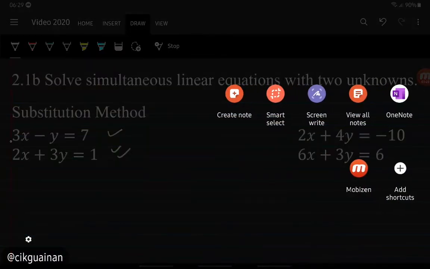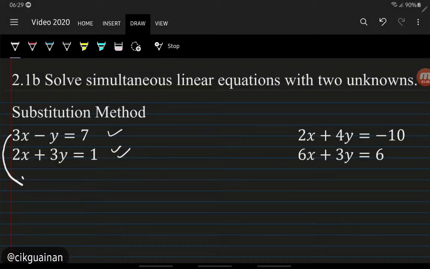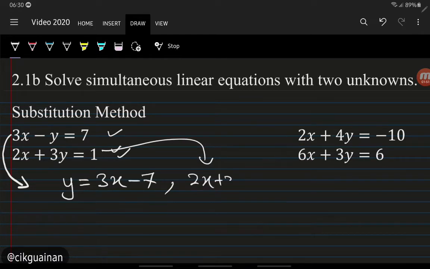What we are doing is, we take the first one, but we single out the minus y. So 7 minus 3x, and then this minus becomes minus, this one positive. I rewrite: y equals 3x minus 7. And the second one I put over here: 2x plus 3y equals 1.